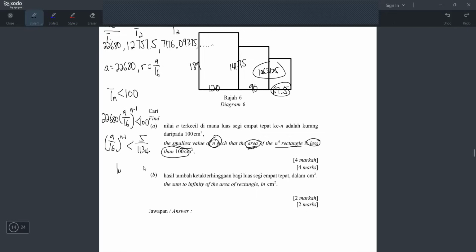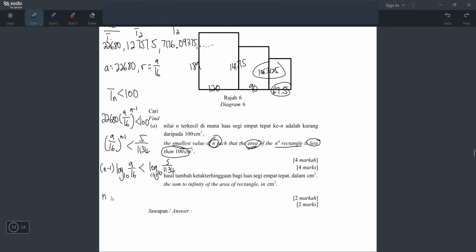So I will take log on this side, and the other side also I will take log. And what about the log base? Okay, you can put any base you want, but usually we put base 10, right? Because later when we want to rely on our calculator, we always use base 10. Base 10 is the standard one. So this will be 9/16, and then the power n minus 1 we can put in front. Do you remember, for log, if there is a power it can be put in front, right? And then the 5/1134, this one just write it here.